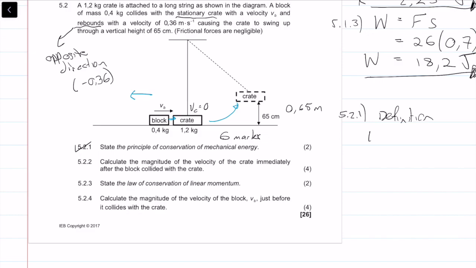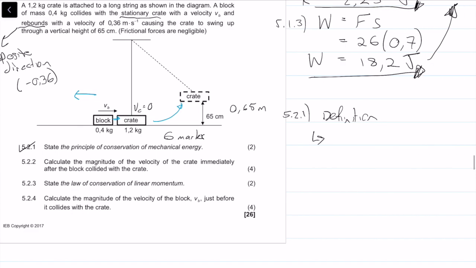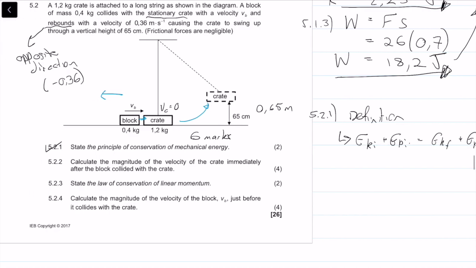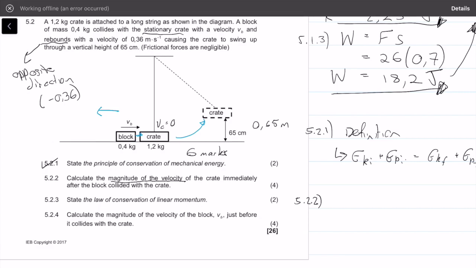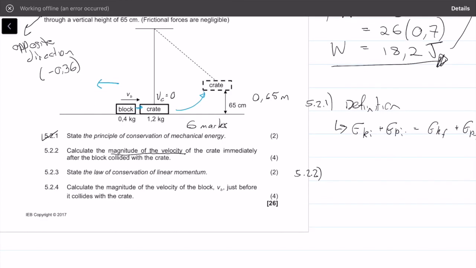Basically, from this definition, we get that the EK initial plus the EP initial is equal to the EK final plus the EP final for this system. Now, with that, we can go into the next question, which is 5.2.2. Calculate the magnitude of the velocity of the crate immediately after the block collides with the crate. What we want to do is use the conservation of mechanical energy to calculate the magnitude of the velocity.